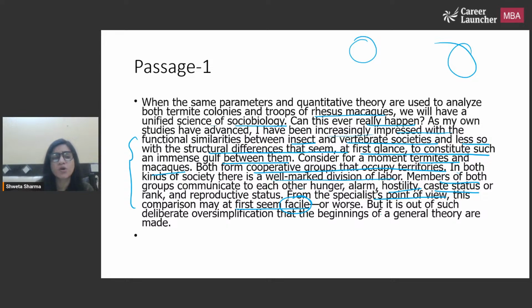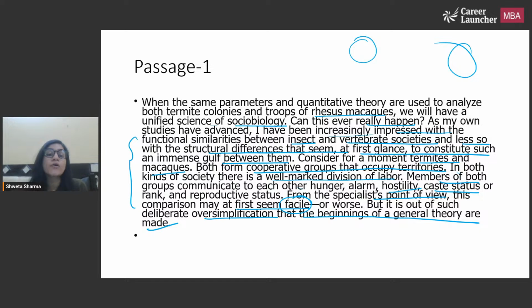It's not of use, or worse, but it is out of such deliberate oversimplification that the beginnings of a general theory are made. So it says that from the specialist point of view, if you look at this comparison, it may at least at first seem not so good to look at, but it is out of such deliberate oversimplification that the beginnings of a general theory are made. We try to generalize from such theories. Because it's so simple, we can actually generalize that.